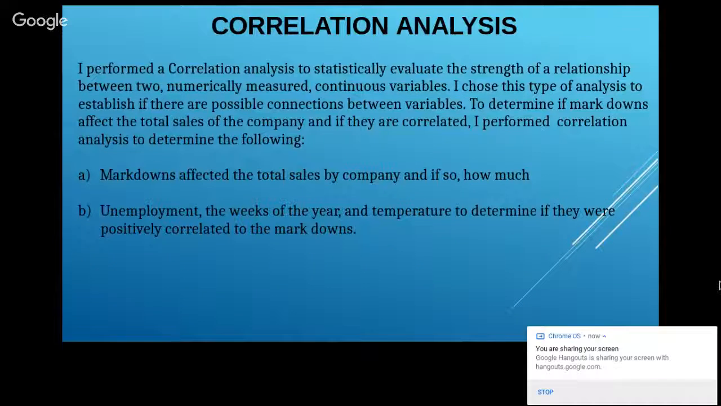Next, I did a correlation analysis. The correlation analysis was to statistically evaluate the strength of the relationship between two numerically measured continuous variables. I chose this type of analysis to establish whether there's a possible connection between variables. I did this for markdowns affected by the total sales by the company, and if so, how much? And I did a correlation analysis for unemployment, the weeks of the year, and temperature to determine if they were positively correlated to the markdowns.